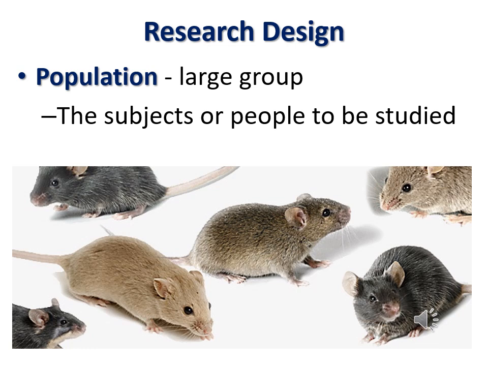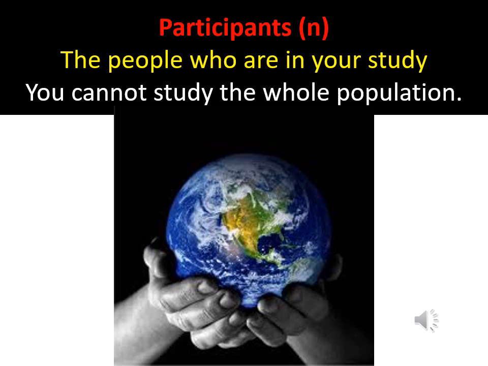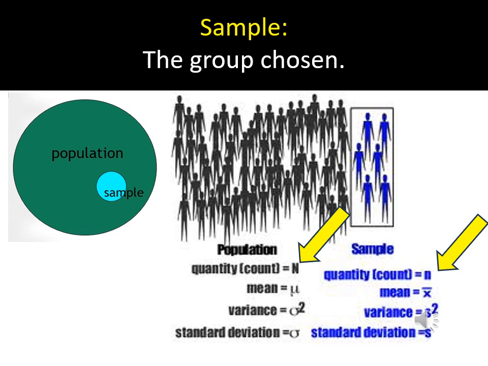So, we start with the larger population. What is the group that you want to study, the people or the animals that you're studying? These are called your participants, the people who are going to be in your study, because we cannot study the whole population. We cannot study the whole world. So from the larger population, we select a sample.